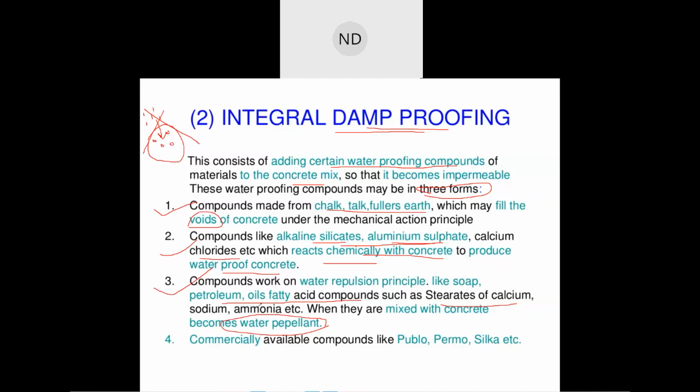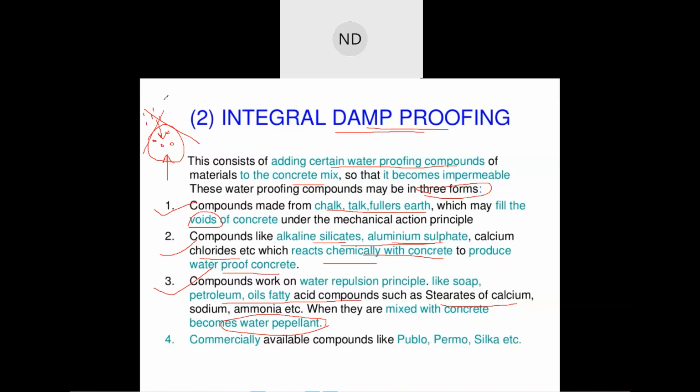When they are mixed with your concrete, what will happen? They are those kinds of materials which will not soak up water. You know what oily fatty substances and soap are; they repel the water. They will not absorb the water, but repel it. That means when you mix them with the concrete, with the help of this water repulsion principle, what will happen?